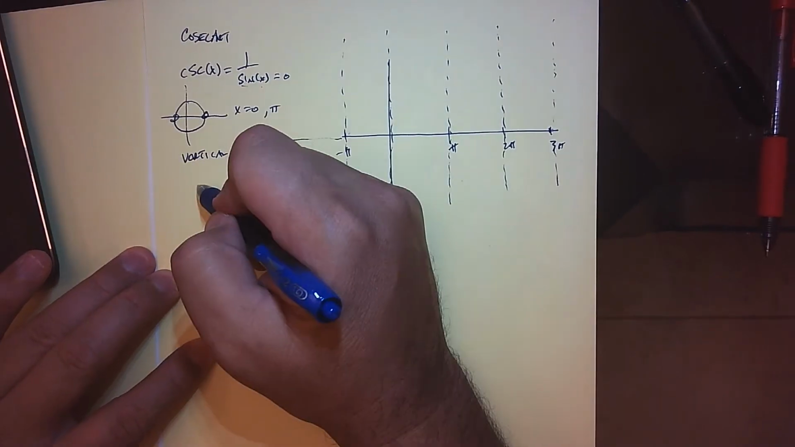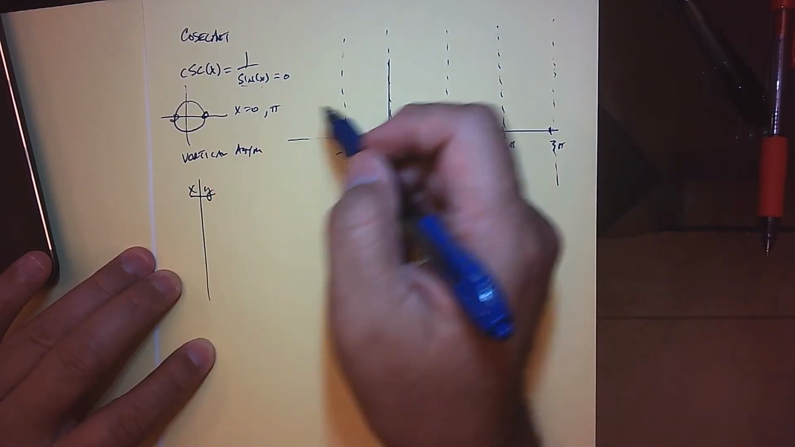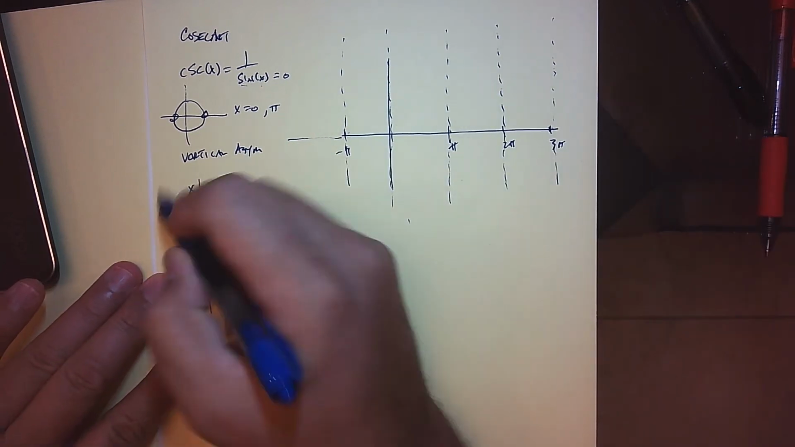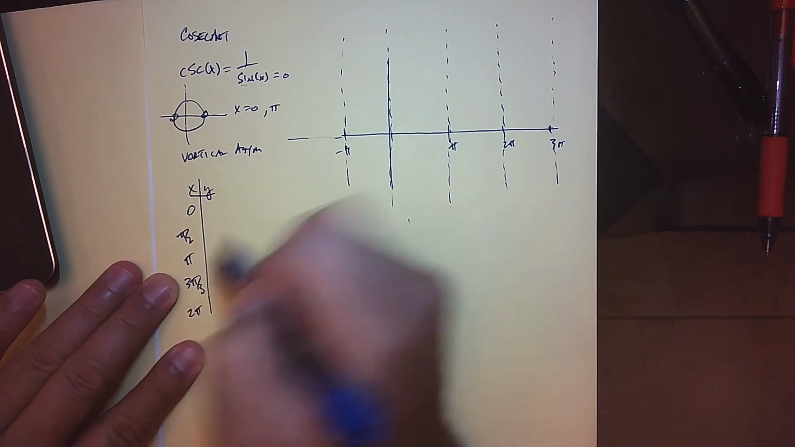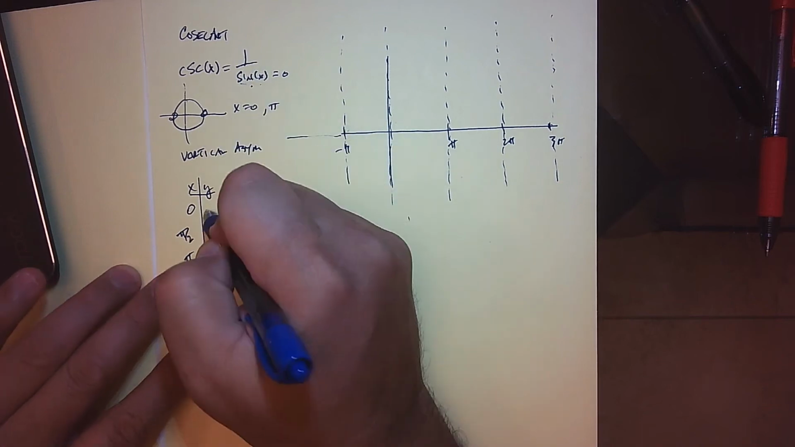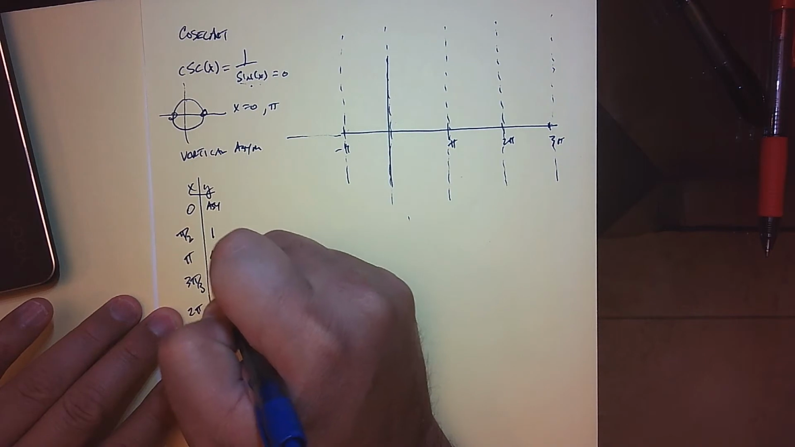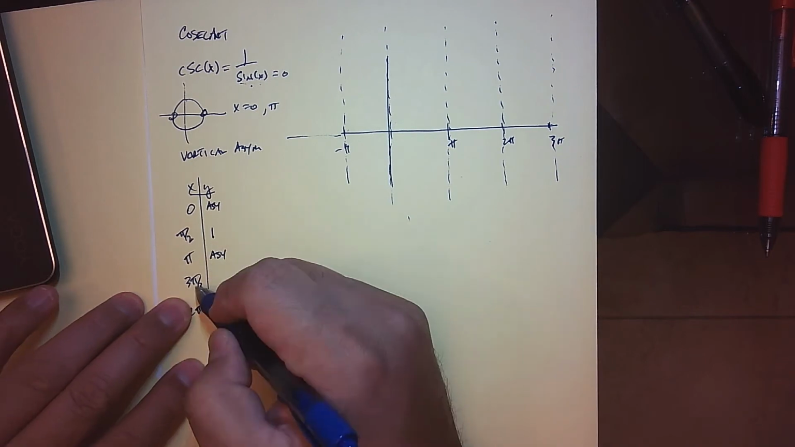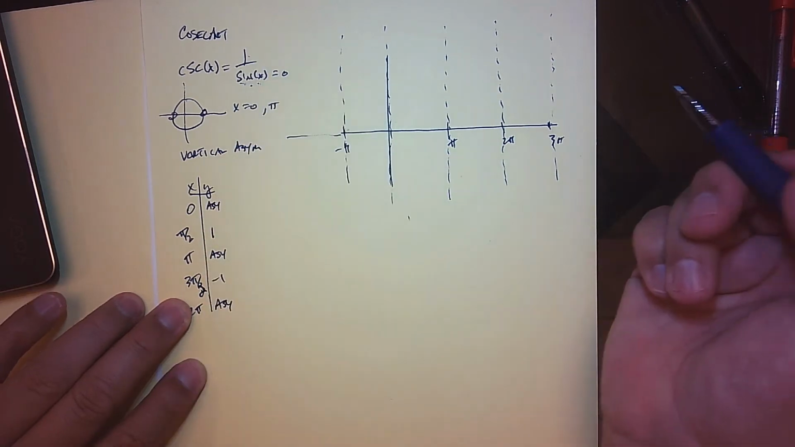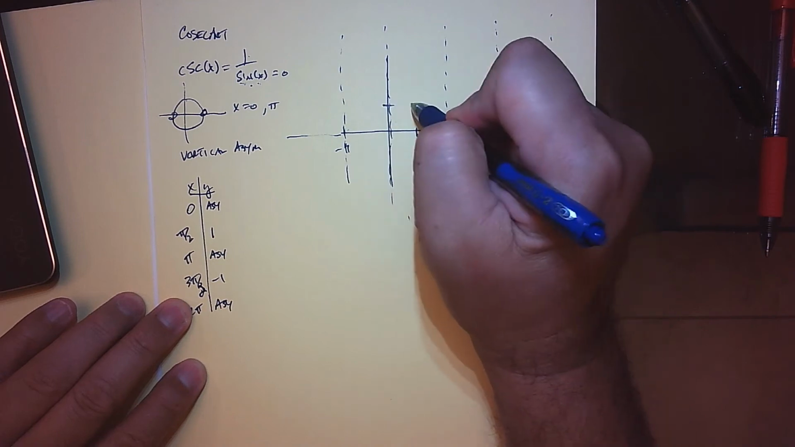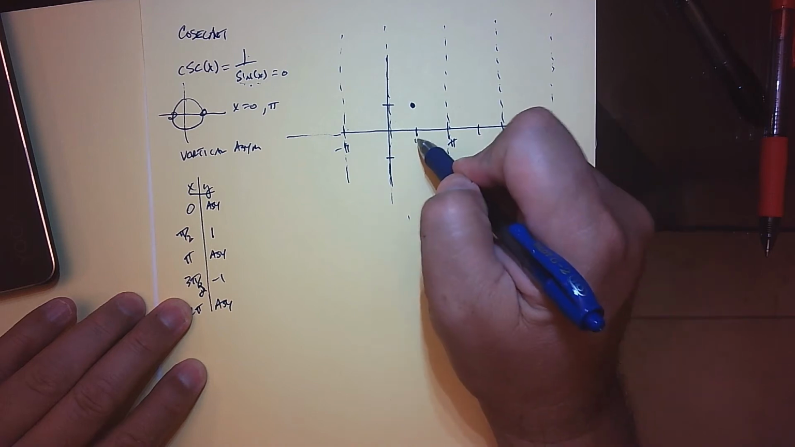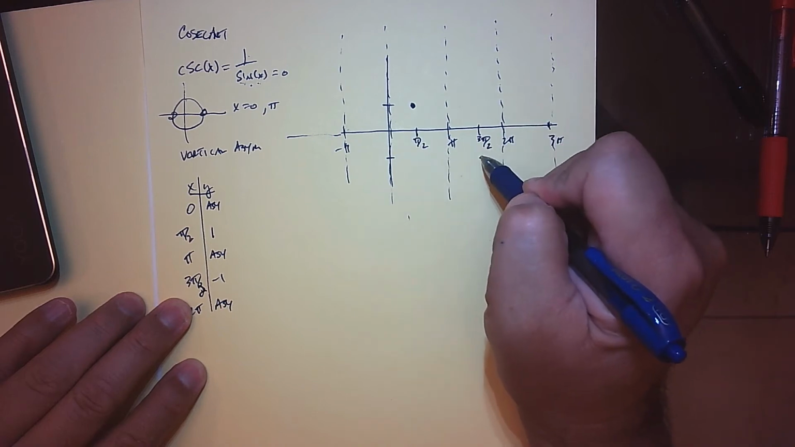So in the first rotation, what are some other nice values that we can take advantage of? Well, we already have 0, pi, and 2 pi taken care of. So what about pi over 2 and 3 pi over 2? At pi over 2, sine is 1, so 1 divided by 1 gives us 1. This is an asymptote, an asymptote, and an asymptote. And at 3 pi over 2, sine is negative 1, so 1 divided by negative 1 is negative 1. So at pi over 2 we're at 1, and at 3 pi over 2 we're at negative 1.